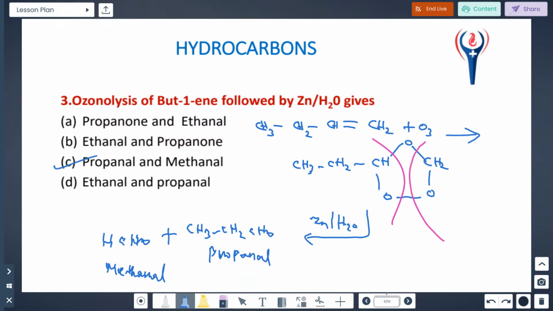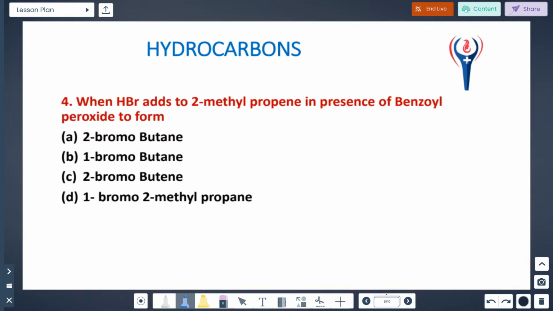Understood? Right. Next one. When HBr adds to 2-methyl propene in presence of benzoyl peroxide to form dash. Benzoyl peroxide means you must know what rule. Anti-Markovnikov rule we should follow. Understood? Right. Now we write 2-methyl propene. Propene means 3 carbon. 2-methyl propene. So here you put the double bond.